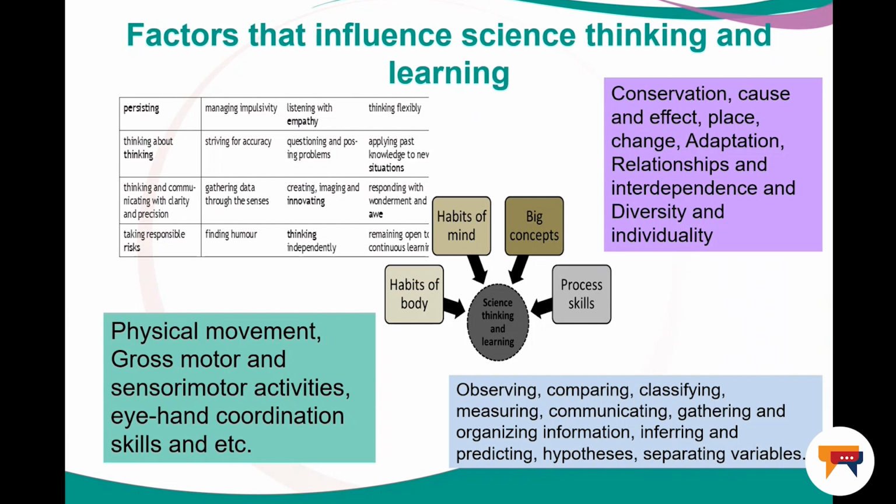And then when it comes to process skills: observing, comparing, classifying, measuring, communicating, gathering and organizing information, inferring and predicting, hypothesis, separating variables. These are very important for you to ensure that science thinking and learning is developed in a broader light, and that they are able to investigate science and create really good interactive lessons of inquiry.